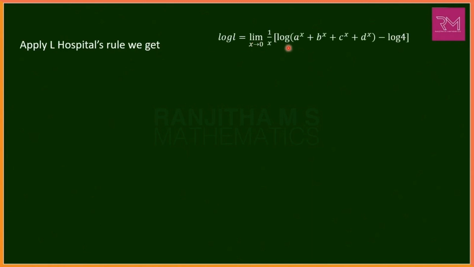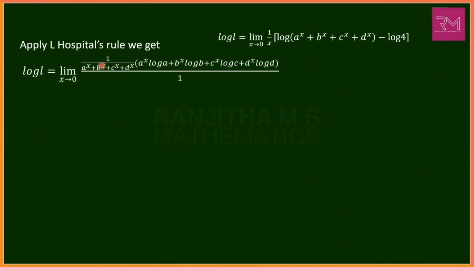We get here, differentiating numerator and denominator separately, log of a power x plus b power x plus c power x plus d power x. This is of the form log x only. The differentiation of log x is 1 by x. Hence we get 1 by a power x plus b power x plus c power x plus d power x into, again we have to differentiate this term. We know that the standard differentiation of a power x is a power x into log a.